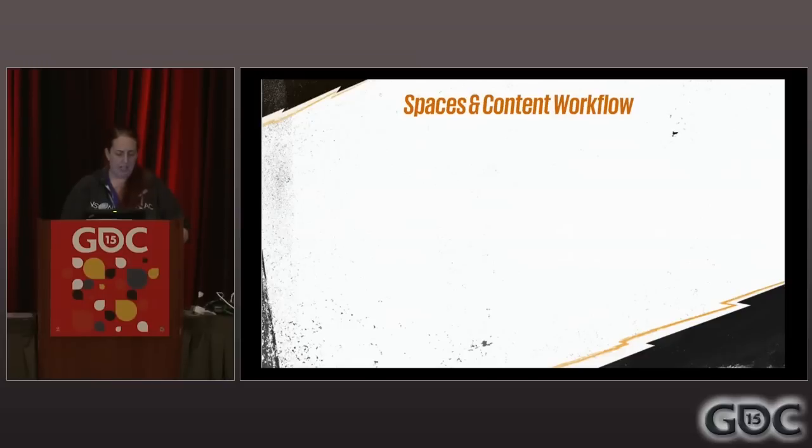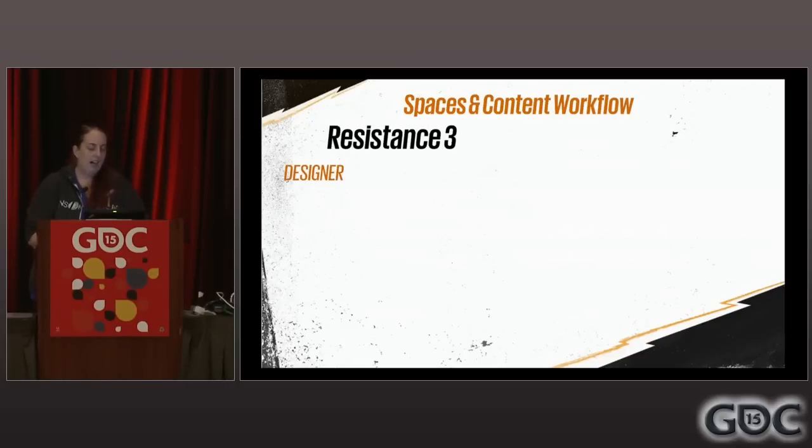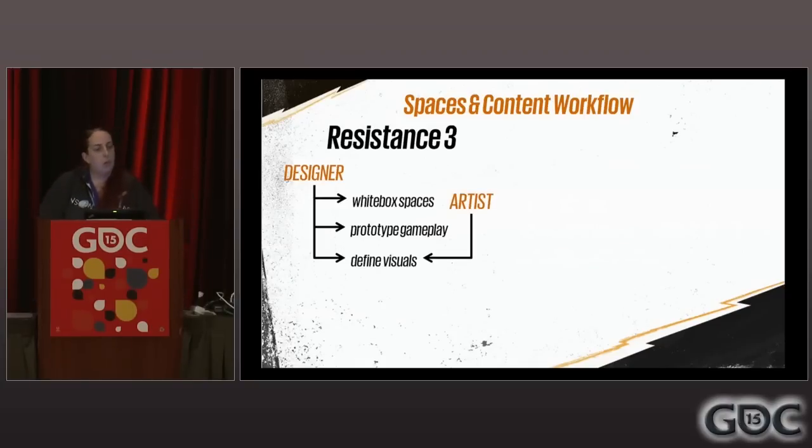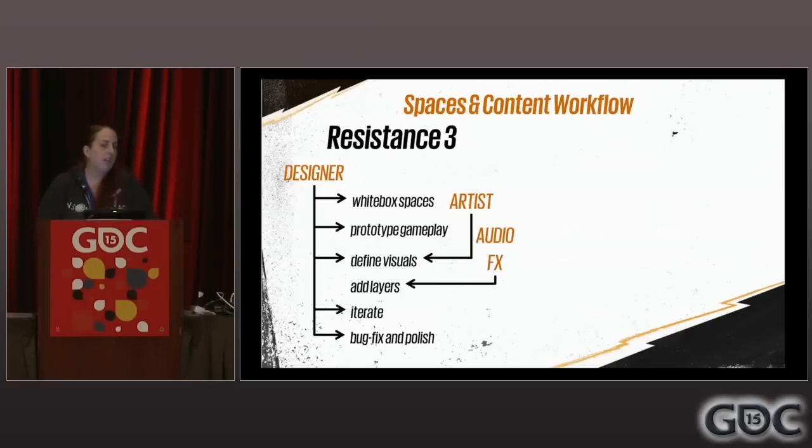Now in Resistance 3, again, this shouldn't be a surprise, we have a designer, right? And they white box the space, they prototype the gameplay, they work with an artist to define the visuals and deal with architectural tweaks and stuff like that, and they'll go back and forth. Other departments will come in and add their layers, and then the designer iterates, and then they bug fix and polish. And the important thing here is that the designer is not ever moving their level to a different designer. No one else is going into their level, right? It's just the designer's level, all theirs.